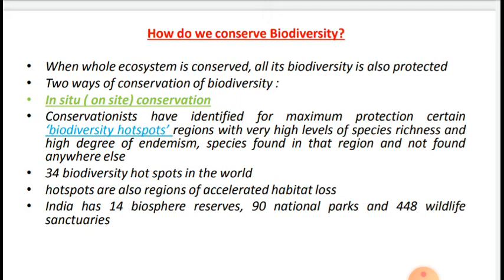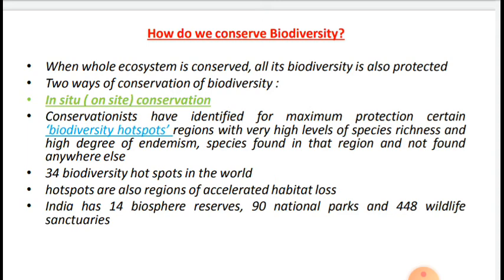Excess conservation resources are not available. On a global basis, this problem has been addressed by many nations, their conservationists and biologists. Nowadays it is actually at a very risky level. They identify certain biodiversity hotspots for maximum protection. These are particular types of regions with a very high level of species richness and a high degree of endemism. It means that species are confined to that region and not found anywhere else.